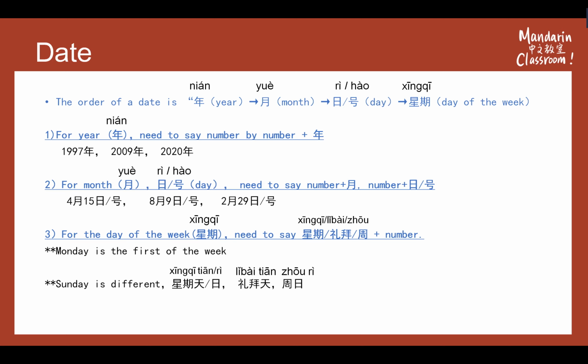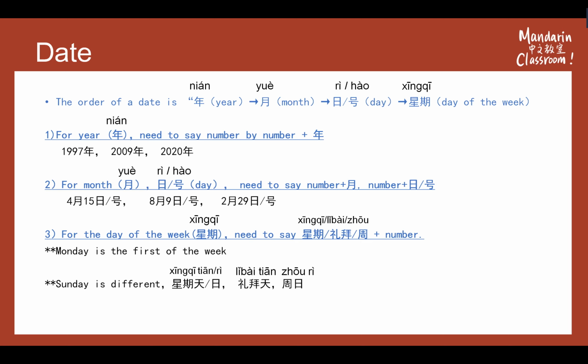Okay, so let's see the first one, how to express year. For year, 年, you need to say number by number and plus 年. Let's see the examples. 1997, how could you say that? Just say the number by number, so it's 1997年. Let's see the second, 2009. Just say the number by number. So it's 2009年. What's the year for this year? It's 2020. So it's 2020年.